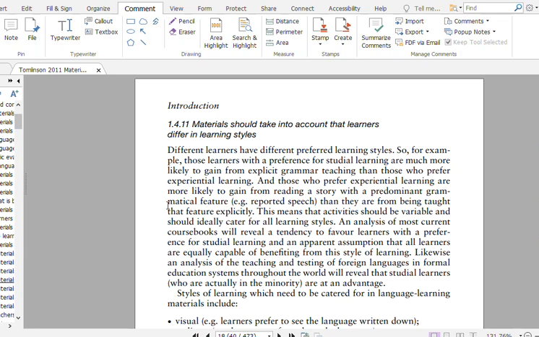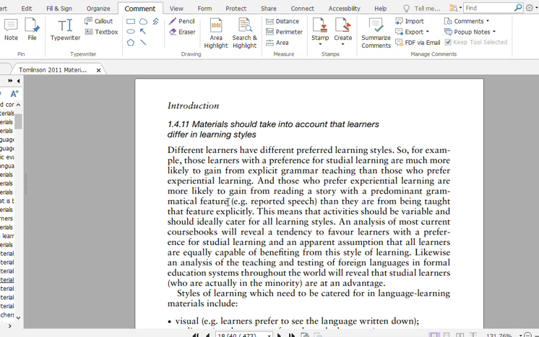Students should be provided with different opportunities. Some exercises or practices are based on analytic abilities. Some of the exercises are based on holistic style. Some of the students are field independent, some of them are field dependent. We have different styles, okay? So the materials should take into account the learner's difference.